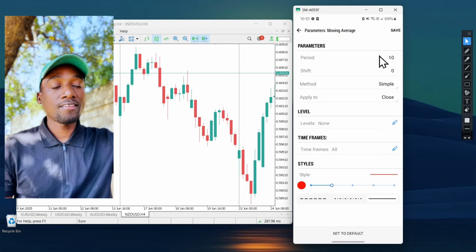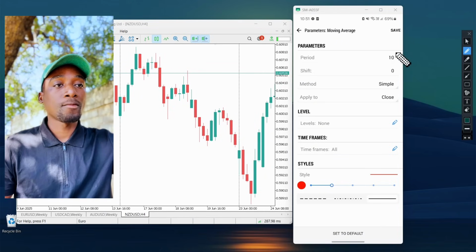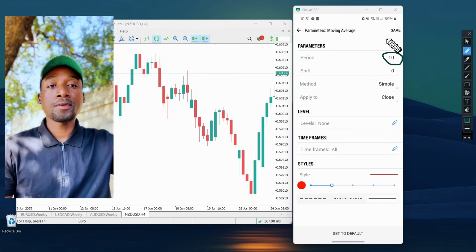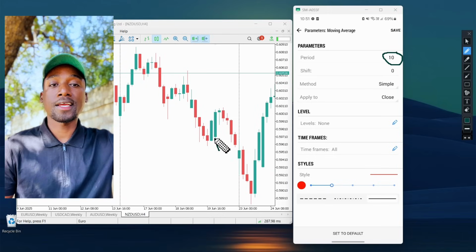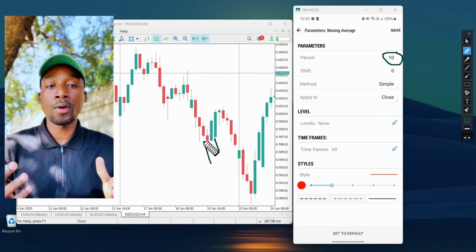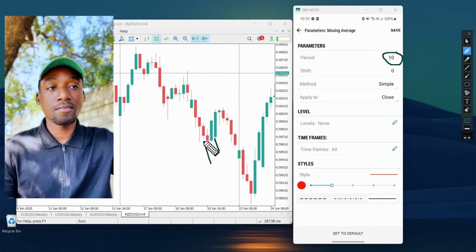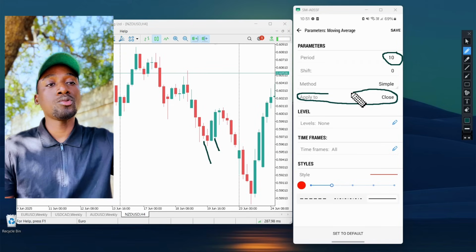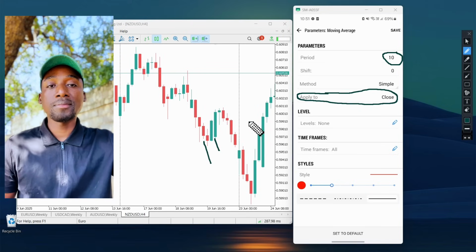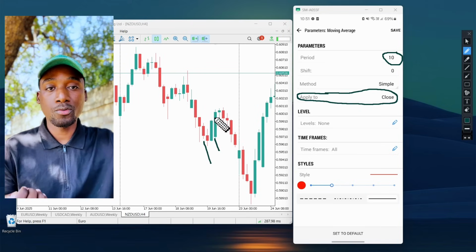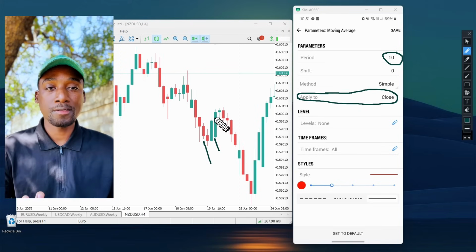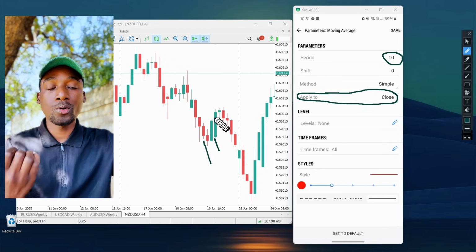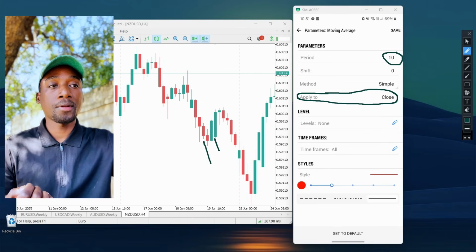Now, we have a period 10 here. The period 10 simply means that it's counting 10 previous bars that were printed. We are counting 10 previous bars, and we have what we call applied to. The applied to is close. So the close simply means that we are calculating the 10 previous bars, and we're only focusing on the closing price of those 10 previous bars.